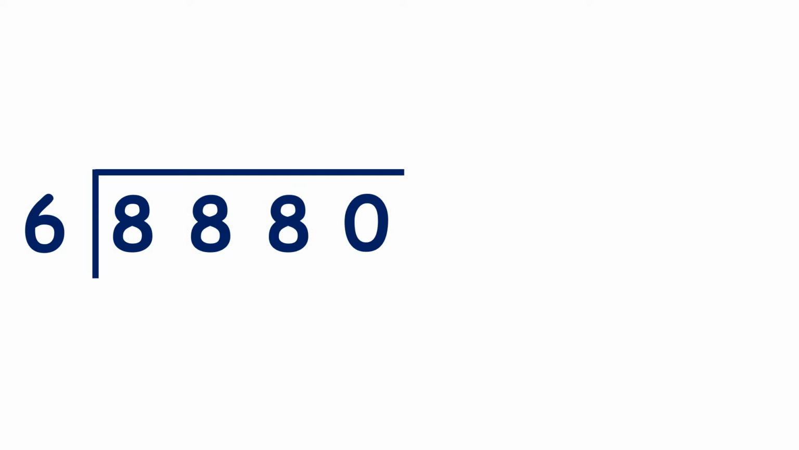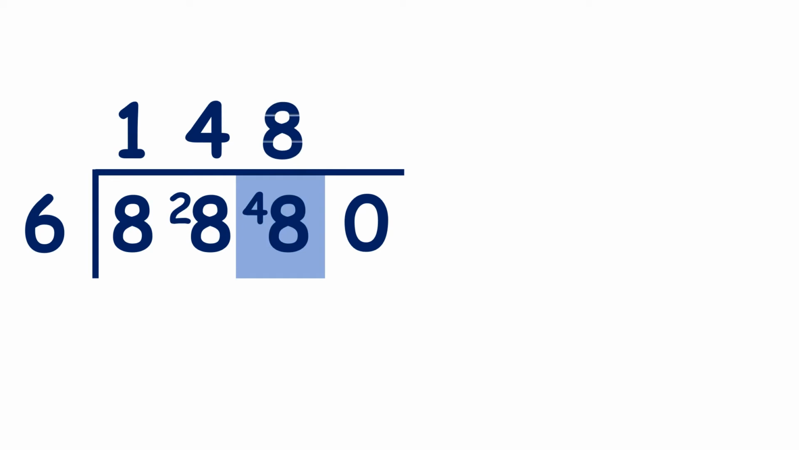We need to understand how to use the inverse operation to check our answers to division and multiplication questions. So we can divide 8,880 by 6. That gives us 1,480. But how could we check that we have the right answer?